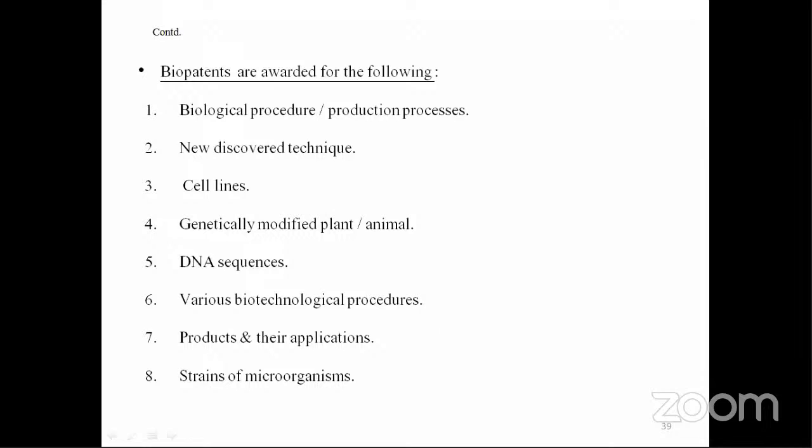Next, let's see. Biopatents are awarded for the following. For what is it awarded? Biological procedure or production processes, then newly discovered technique, then cell lines, then genetically modified plants or animals, DNA sequences, various biotechnological procedures, products and their applications, strains of microorganisms. So biopatents are awarded for the following things. Okay.